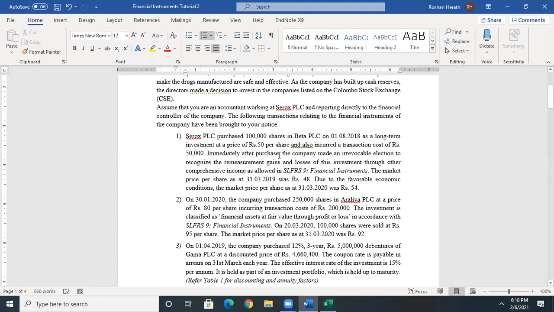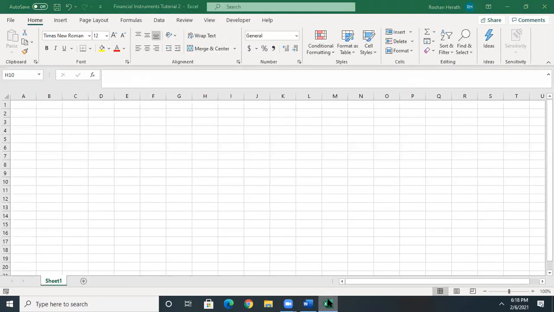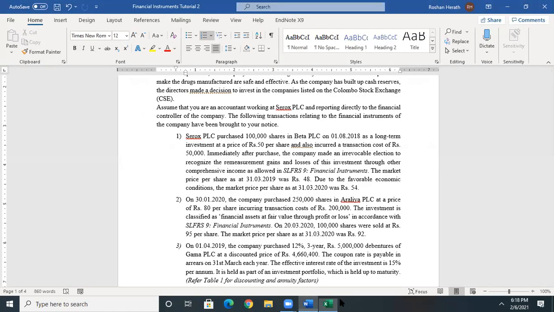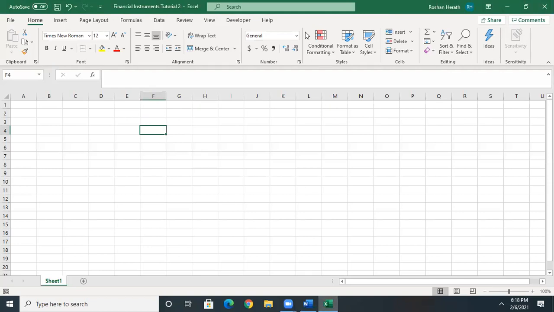Before taking this question, let's have a general discussion about financial instruments, especially the accounting for financial assets. When it comes to investment, the company has two broad choices if you have some cash reserves.